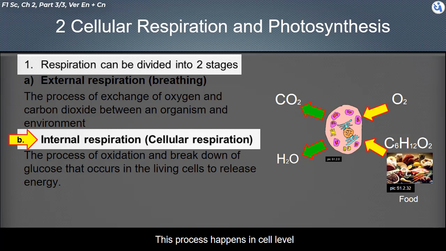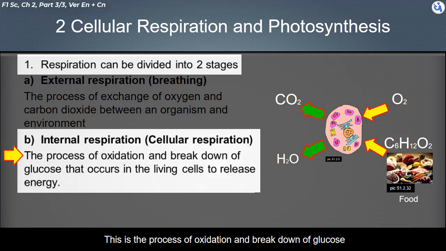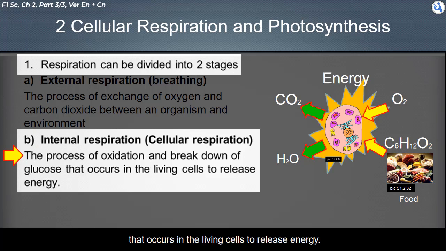This process happens at the cell level. This is the process of oxidation and breakdown of glucose that occurs in the living cells to release energy. Cells require the energy to perform life processes.